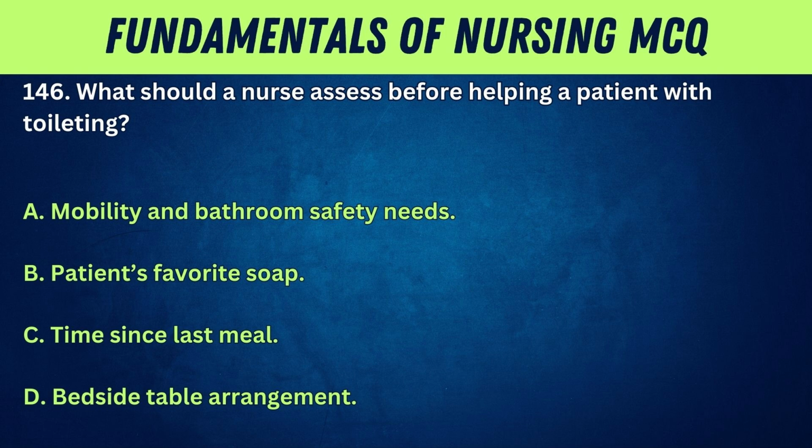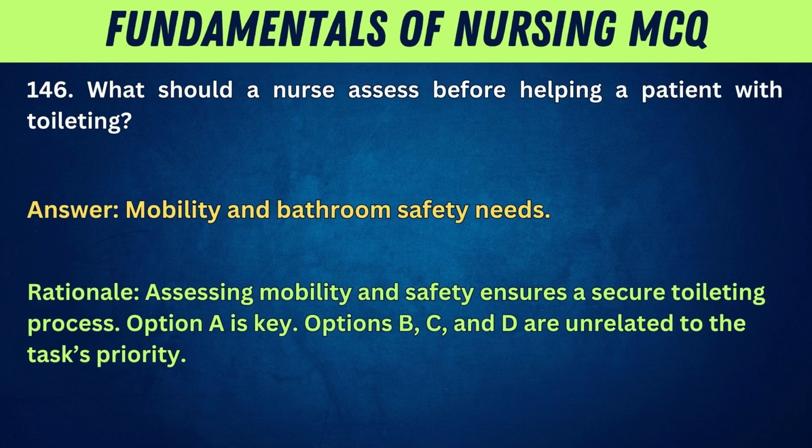146. What should a nurse assess before helping a patient with toileting? A. Mobility and bathroom safety needs. B. Patient's favorite soap. C. Time since last meal. D. Bedside table arrangement. Answer. Mobility and bathroom safety needs.